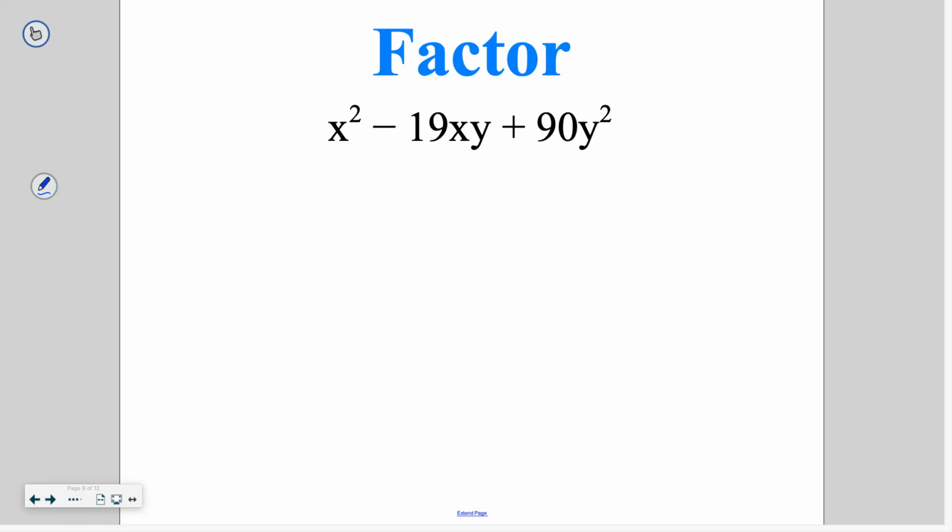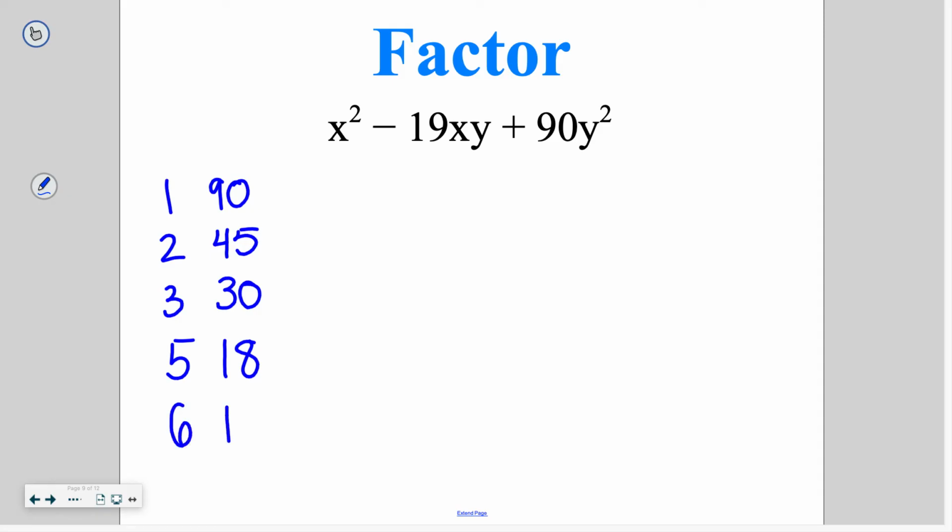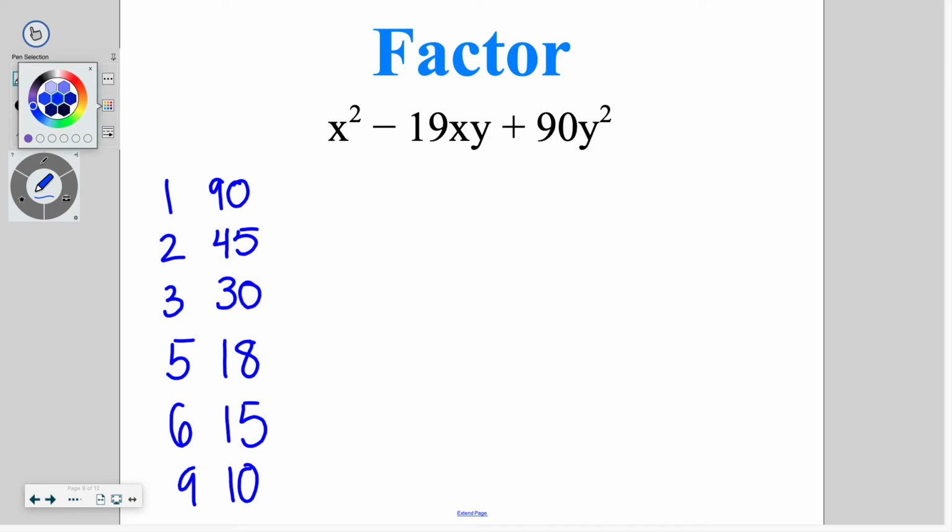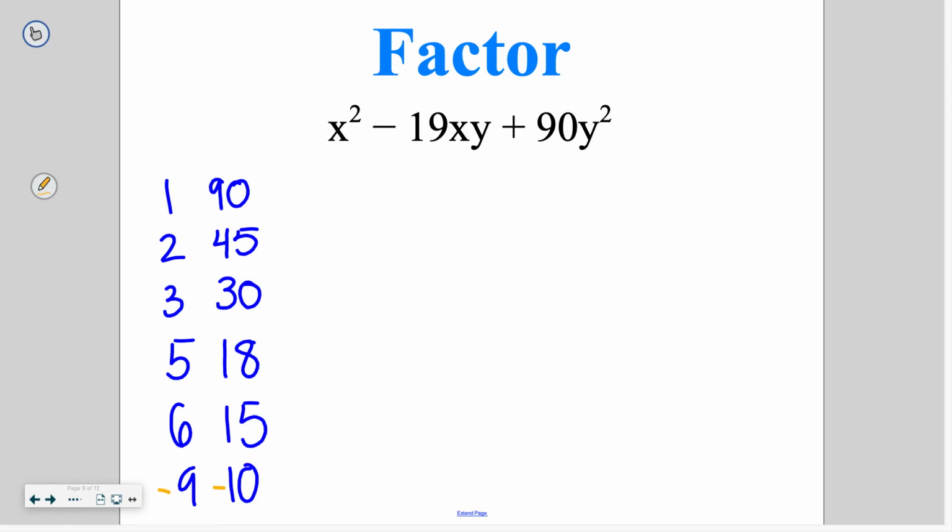The process still remains the same. You're still going to come to the back, and you're going to look at the factors of 90. So we got 1 and 90, 2 and 45, 3 and 30, 4 doesn't work, 5 and 18, and then 6 and 15, and then we've got 9 and 10. We're trying to get to a negative 19, so my factor pair that's going to work here is going to be a minus 9 and a minus 10.